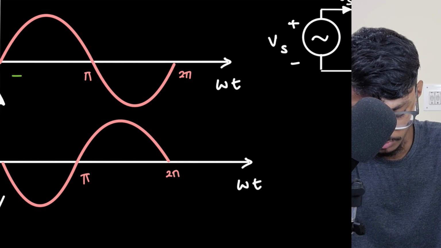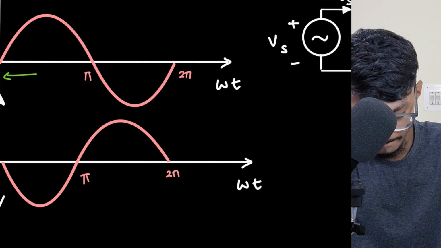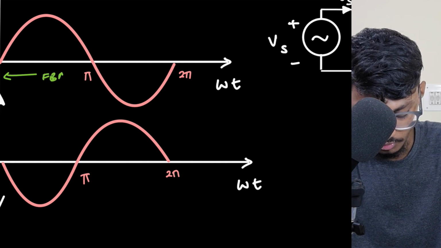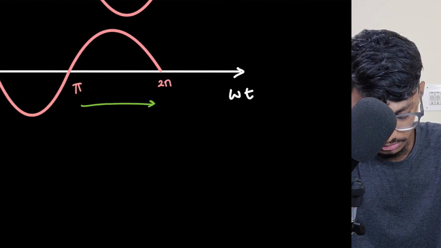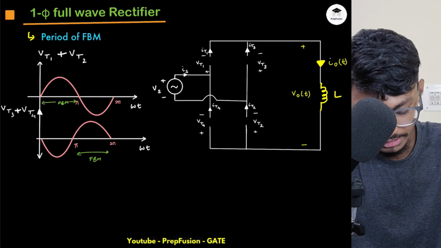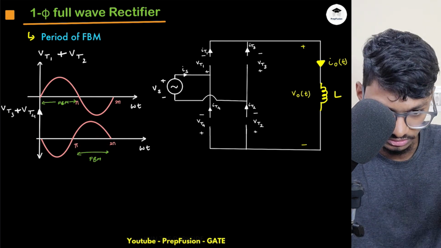What is my region of forward blocking mode? This is the region of forward blocking mode for T1, T2, and this is the region of forward blocking mode for T3 and T4. So in this region I will trigger my SCRs T1 and T2, and in this region I will trigger my SCRs T3 and T4.